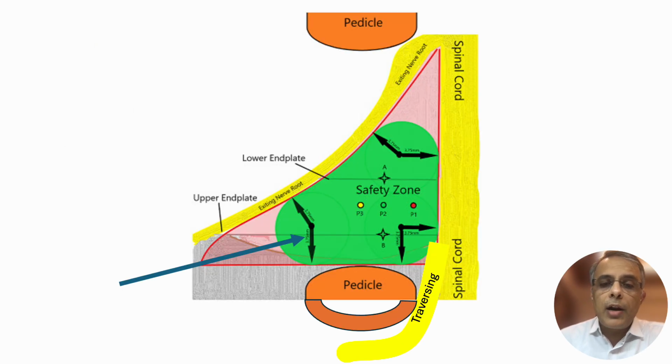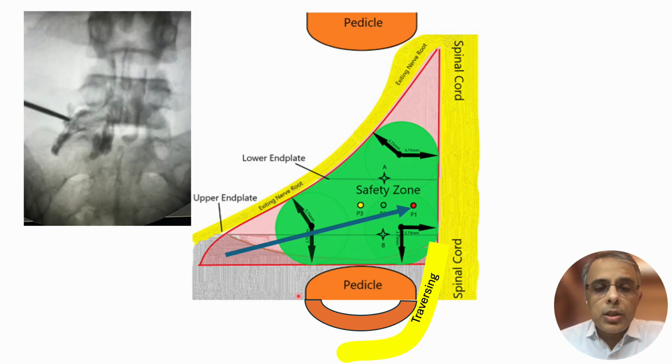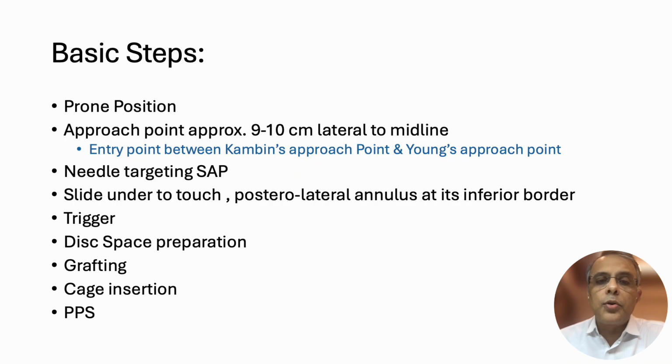So this is from where we will enter. We will enter at the lateral-most aspect of Kambin's triangle, at the lateral border of the pedicle, and will go inside Kambin's triangle. As you go in, it will become wider for insertion of the cage and other instruments. This is the representative image to show how Kambin's triangle would look. These are my initial cases where I had done an epidurogram to identify how Kambin's triangle looks. So you can see that this is the exiting nerve root, and this is the traversing nerve root. This is the pedicle. So this is the area of Kambin's triangle within which you have to work to do this fusion.